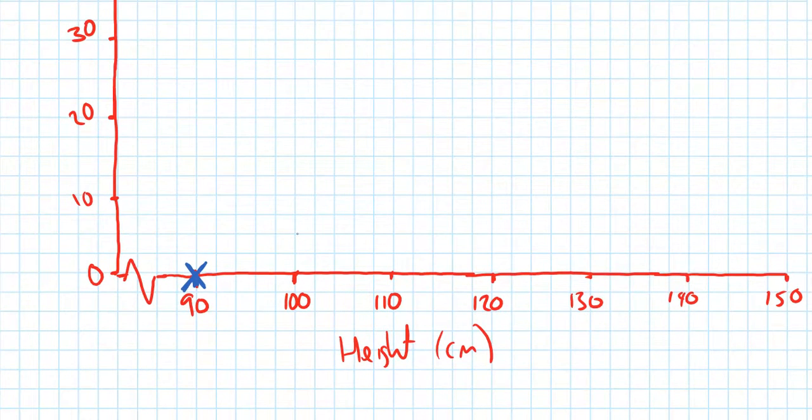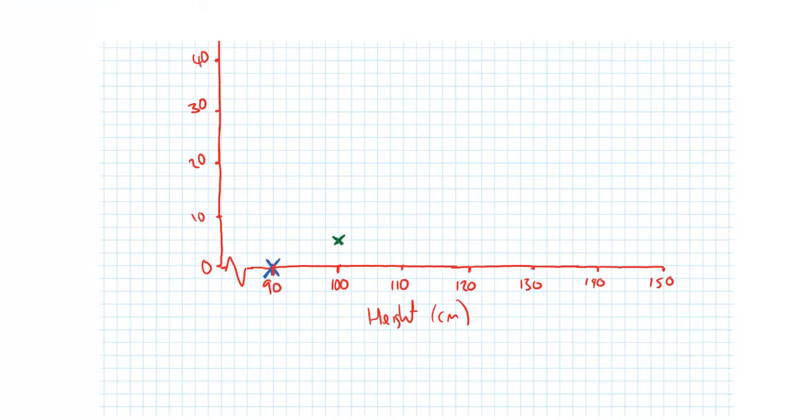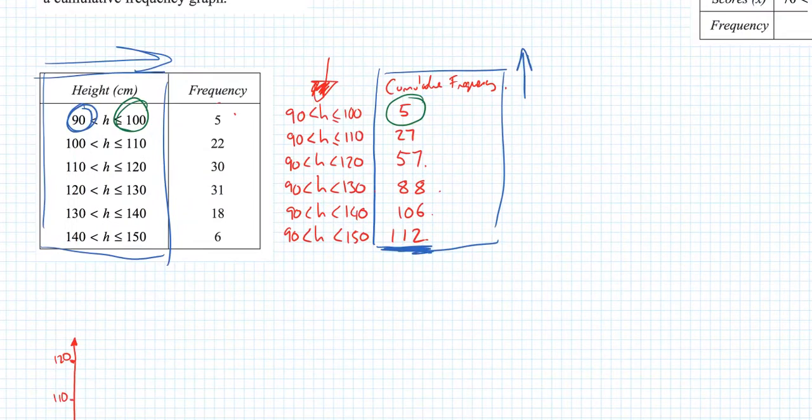105 is going to be there. Right, we'll mark that point exactly there. Okay, right, let's carry on. Now, our next one is going to be at 27, and of course, there's 110. There are 27 people who have a height of up to 110.